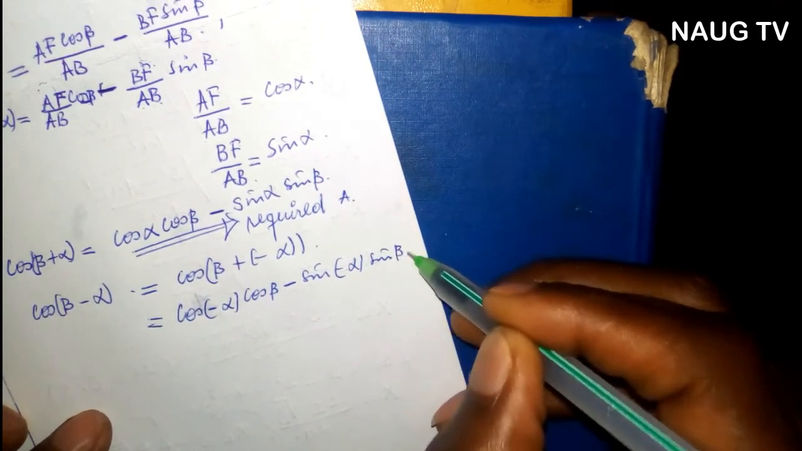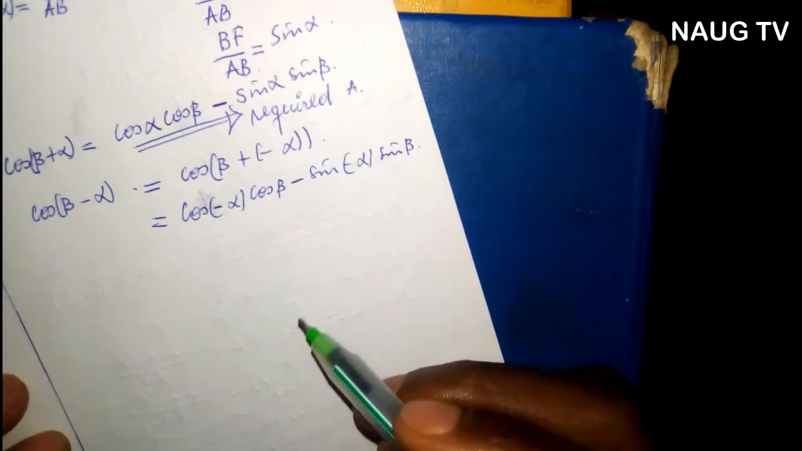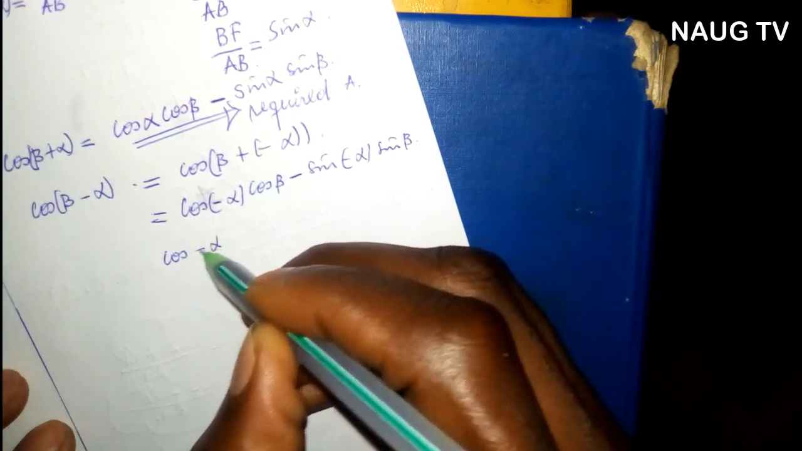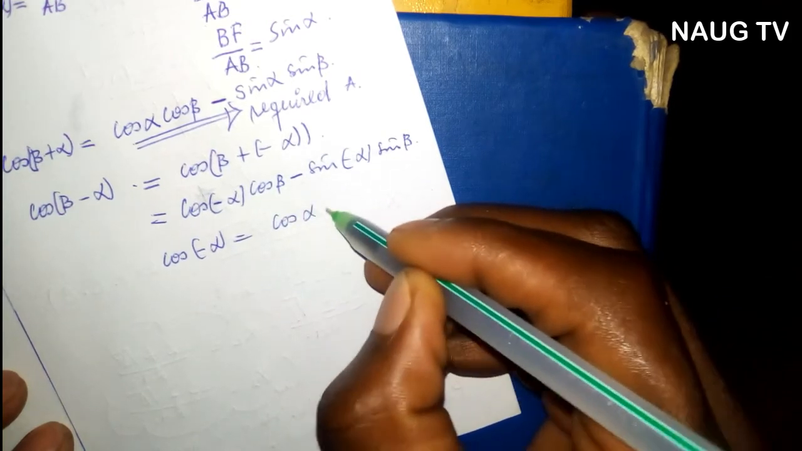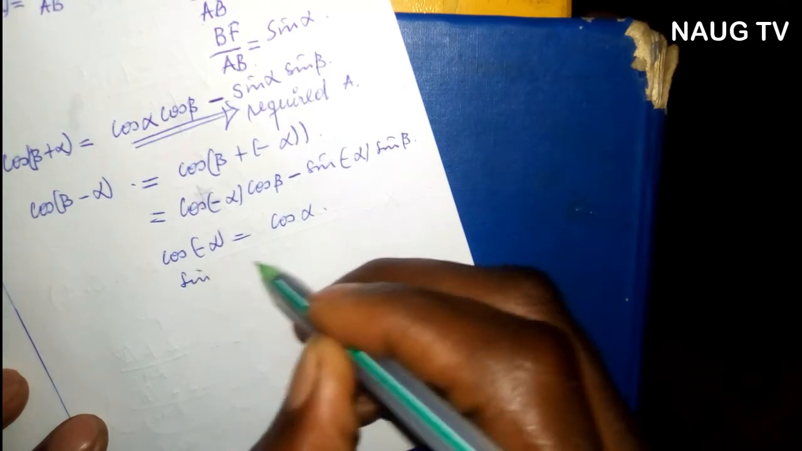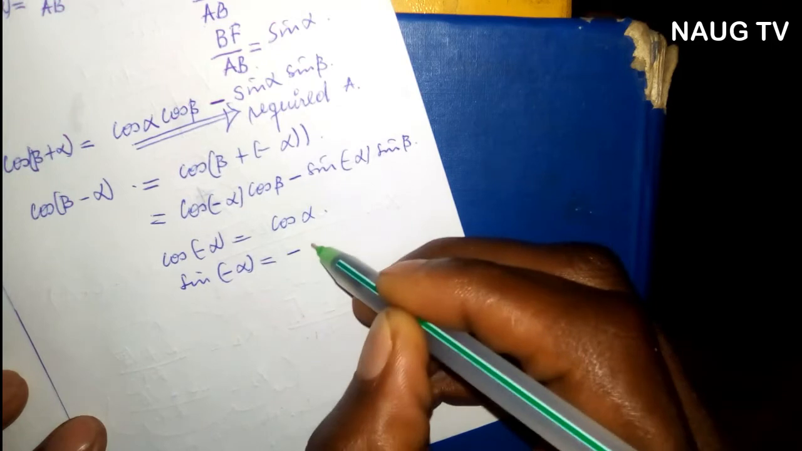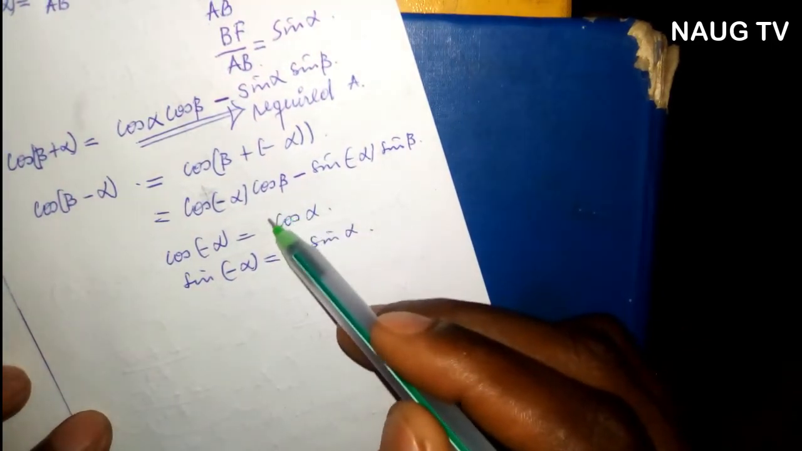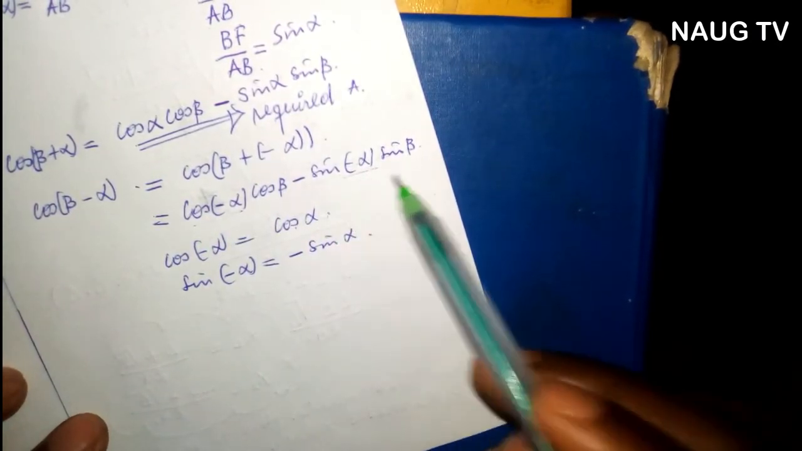But remember that from opposite angles we know that cosine of a negative angle equals cosine of that angle. Also sine of a negative angle equals negative sine of that angle. So replace these values in their corresponding positions.